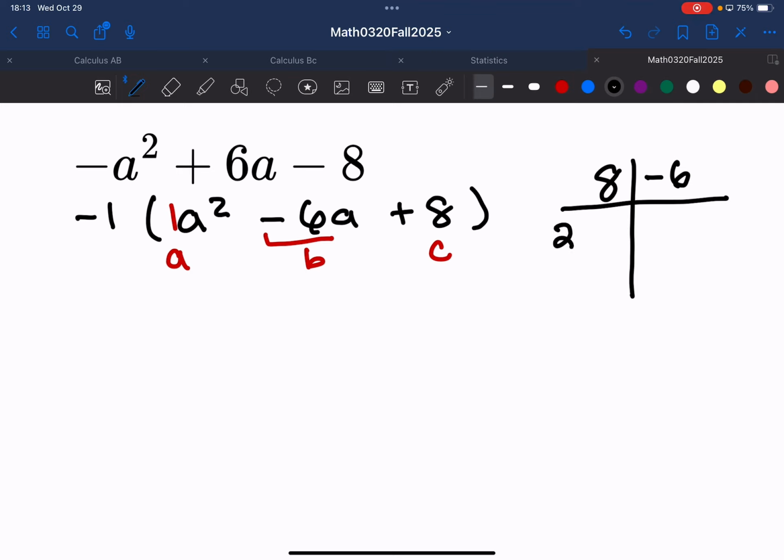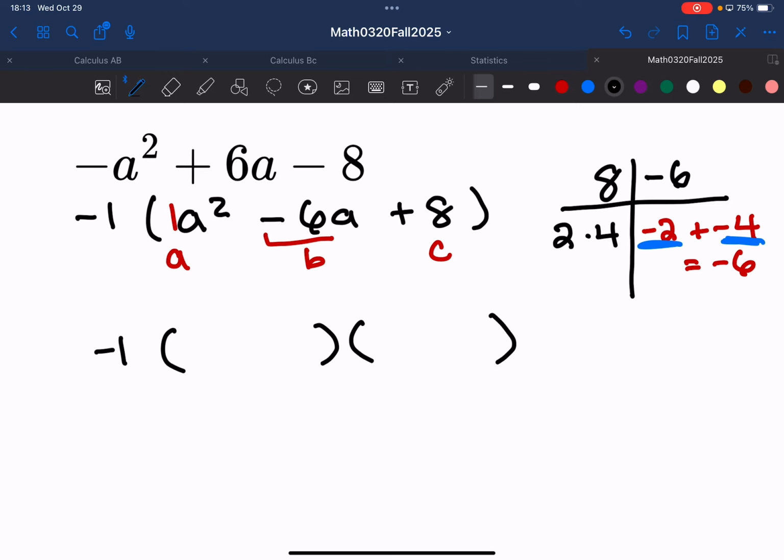-2. So 2 and 4 are the numbers. They both need to be negative. So -2 plus -4 gives me -6. So yes, -2 and -4 are my numbers that are going to go inside the parentheses. What's the thing I need to make sure I bring down? GCF, that -1. So then I have my 2 parentheses. And what's going to go in the first one? A minus 2. A minus 4. And that whole thing is my answer.